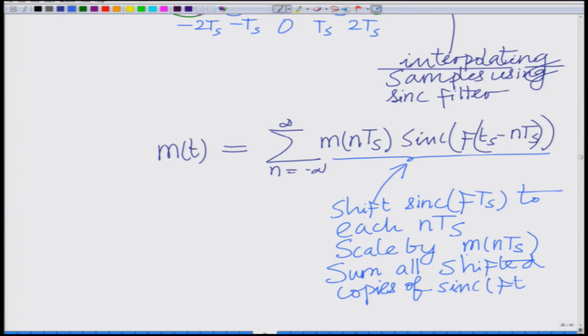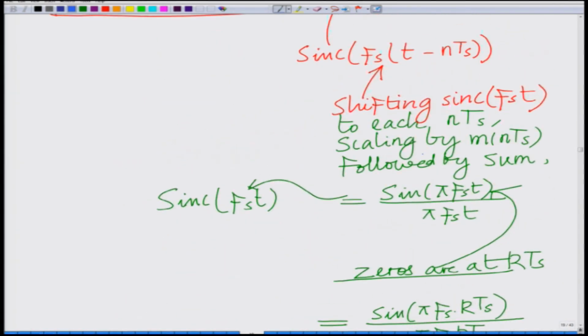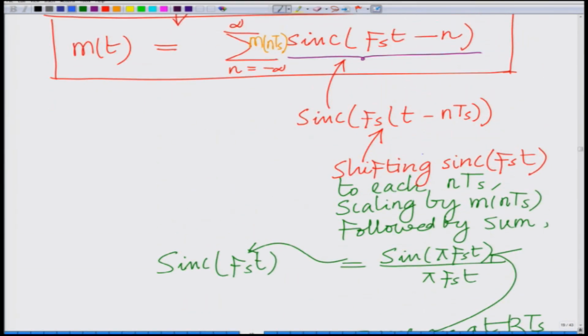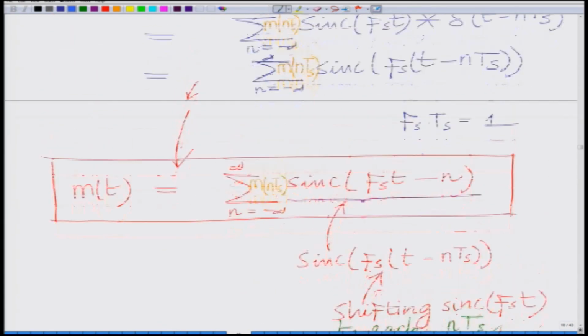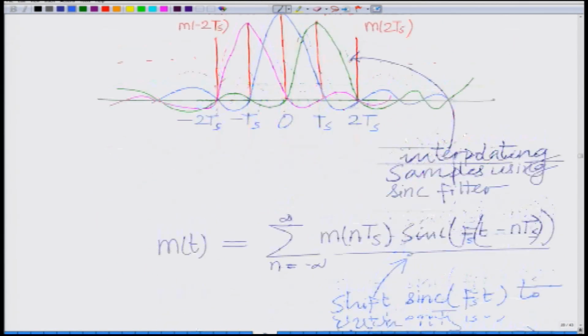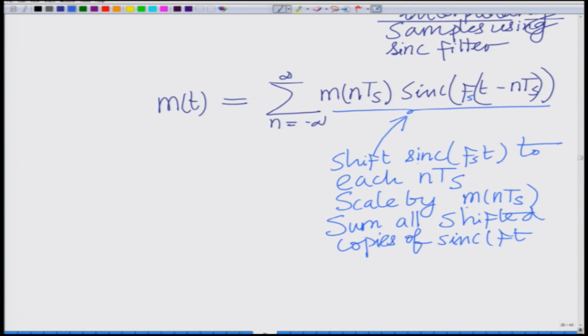copies of this function, sinc of fs t minus n Ts. So, you are shifting this sinc of fs t, scaling by m of n Ts, and summing all the shifted copies of the function sinc of fs t, and that is what you are doing, and this is basically your sinc interpolation.